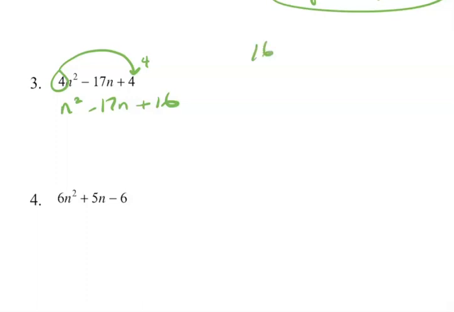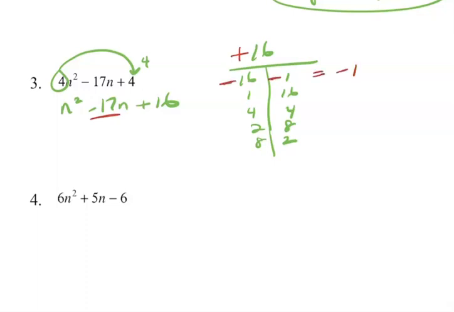So 16 is the number you're working with, all the factors of 16. So you got 16 and 1, 1 and 16, 4 and 4. Okay, 2 and 8, 8 and 2. Okay, so you're looking for the pair that is going to give you a negative 17. So remember, to get a positive 16, you either have 2 positive numbers or 2 negatives. So here we go. Those give me negative 17.